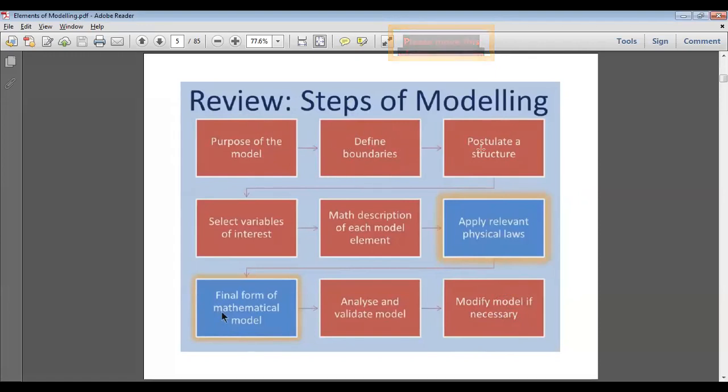What is the structure? Just now we have seen what structure you are having. What are all the variables here? Torque and theta are the variables. Then for each and every element, you need to write the model. What are all the elements? J, F, K you are having, right? Every element has its own equation. Then you apply relevant physical laws. What are the physical laws here? D'Alembert principle. And finally, you are going to get this particular model. Now, probably you get a solution. If you are not happy, modify the model.